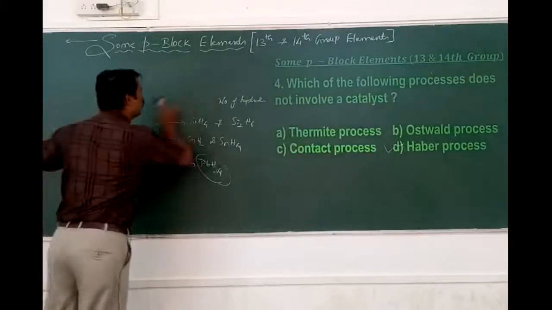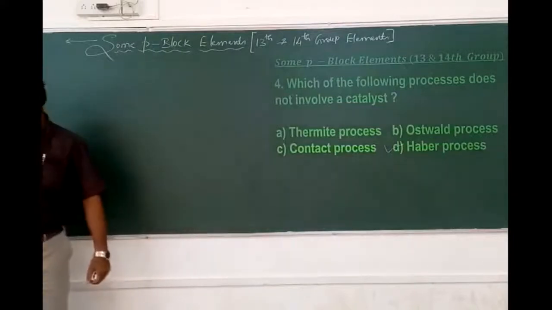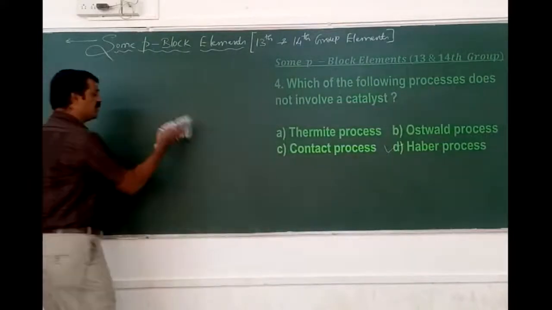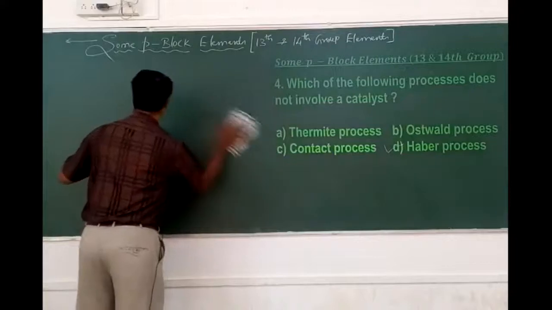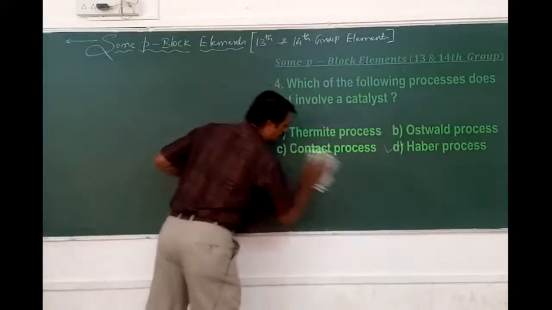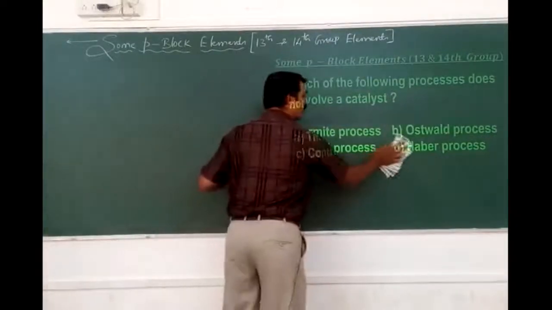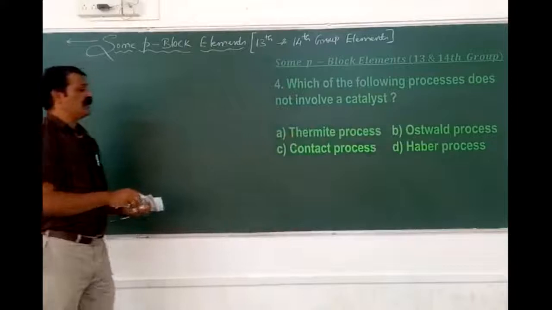So here the fourth one is: which of the following processes doesn't involve a catalyst? It means one process where we can't expect a catalyst, or there is no need of a catalyst here. We are very familiar with the Haber process and the contact process.